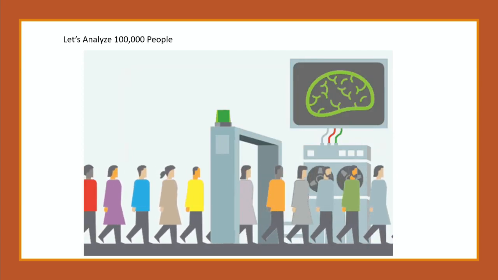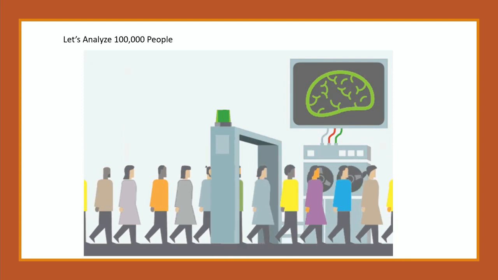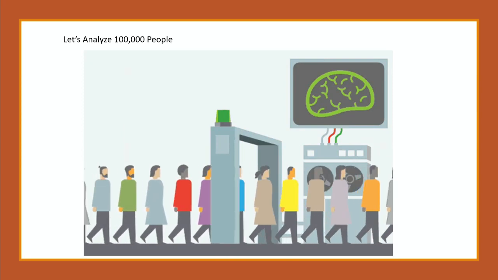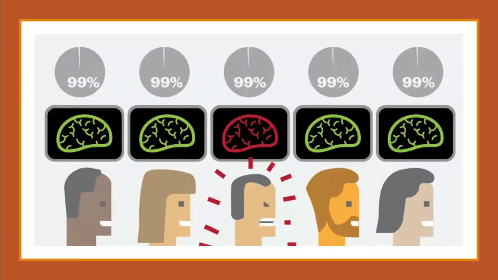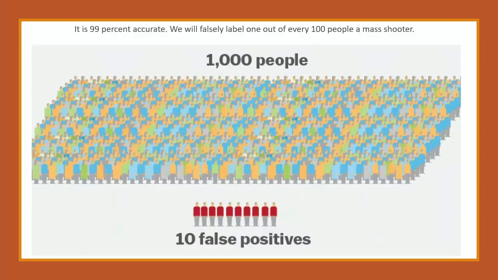And let's analyze 100,000 people. As these 100,000 people go through the scanner, we're going to find people who are mass terrorists or have the inclination to cause problems. In this example, we've got this person in red that has this inclination. Out of 1,000 people, we'll label 10 false positives. If it's 99% accurate, we're finding 10 people who we're claiming have an inclination for mass terrorism. So these 10 false positives are there.